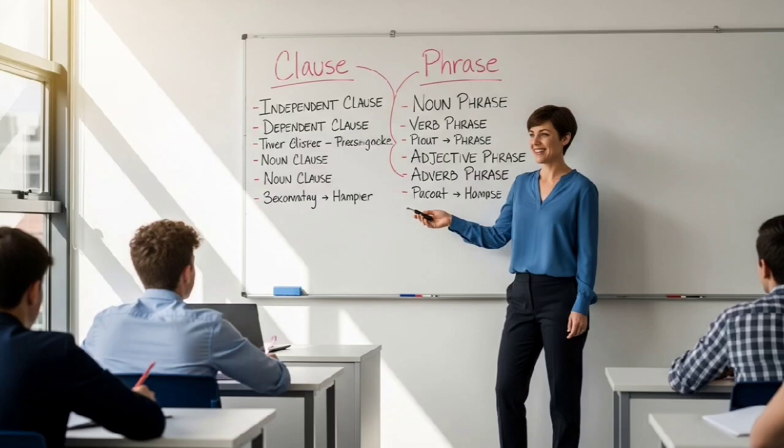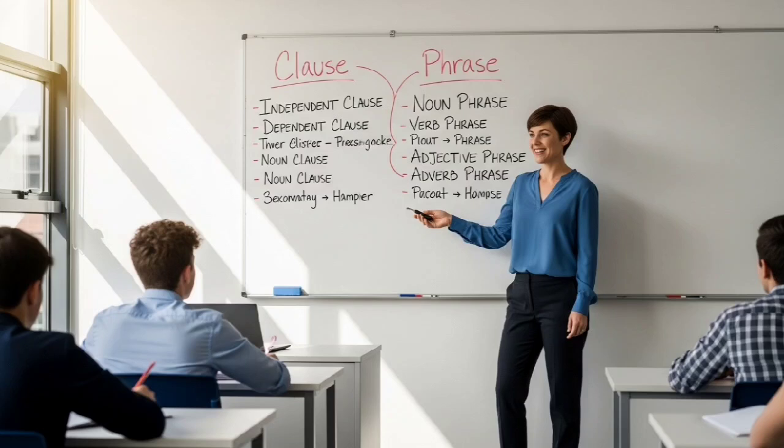Adverb clause. An adverb clause tells when, why, how, or under what condition something happens. For example, I will call you when I reach home. When I reach home, so it is an adverb clause. She runs faster because she practices daily. Because she practices daily, so it is also an adverb clause. You can come if you want. So it is an adverb clause.